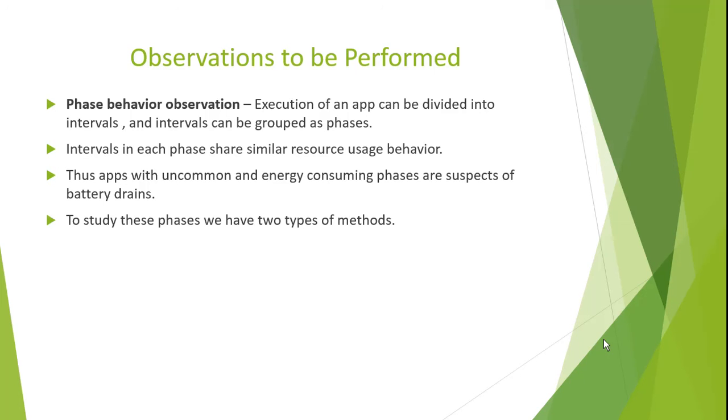So that is how phase behavior observation starts, with forming phases. In this way we can categorize phases and we can identify phases which are consuming an uncommon amount of energy. To make this study, we have two methods in which we can study the phases and the resource consumption by phases.